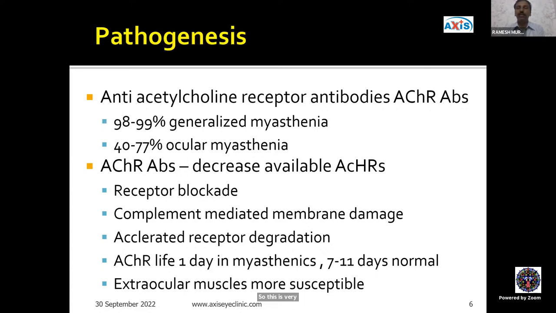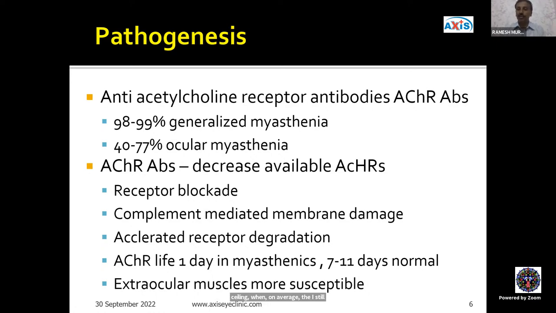So what is the pathogenesis? It is anti-acetylcholine receptor antibodies which are causing the problem. And in generalized myasthenia, it is present in about 99% of the cases. And in ocular myasthenia, in about 40 to 77% of the cases. So these antibodies will decrease the available acetylcholine receptors. They will cause receptor blockade or complement-mediated damage, or they accelerate the receptor degradation. So the acetylcholine receptor's life is 1 day in myasthenics. But on average, the acetylcholine receptor will last for about 7 to 11 days.